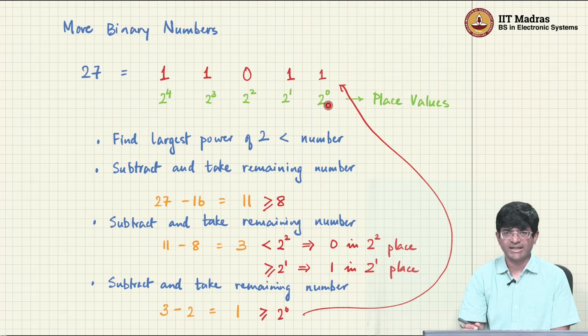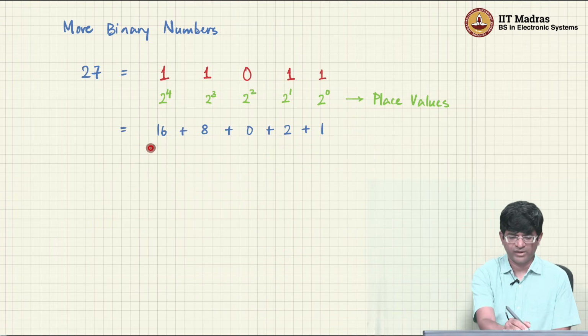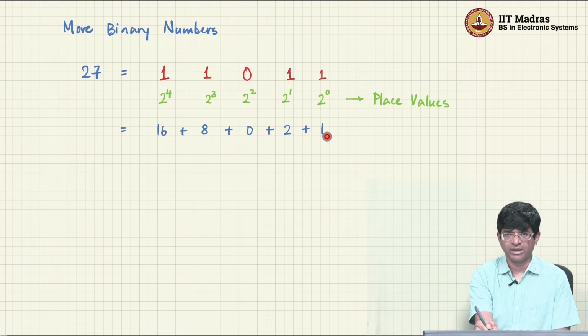only the ones that are needed in order to add up to 27. In fact, what we can see is it's basically 16 plus 8 plus, I skip this one, and 2 and 1, and when I add all of these I get 27 as hoped for.